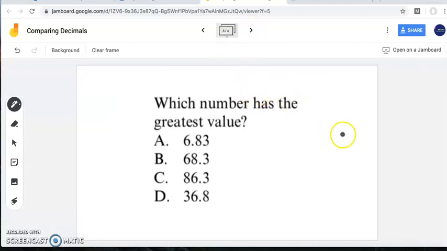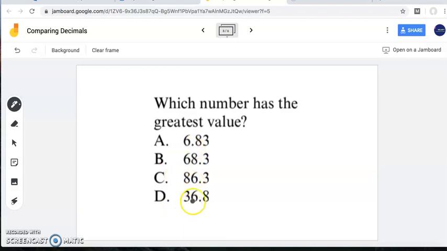Now moving forward, it says which number has the greatest value. We're going to do the same procedure as the previous problem. The only difference is they're asking for the greatest value, or the largest number, this time. So again, looking at A, I see that we have 6 in the ones place. B, my whole number is 68. C, my whole number is 86, and D, my whole number is 36. Notice I'm only focusing on the whole number here to start before moving to my tenths and my hundredths. In fact, I might not even need to look in my tenths or my hundredths place. So looking at the whole number here, we need to find the greatest number. Now we have 68, we have 86, we have 36, and we have 6.